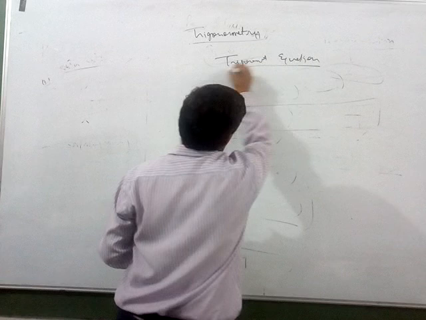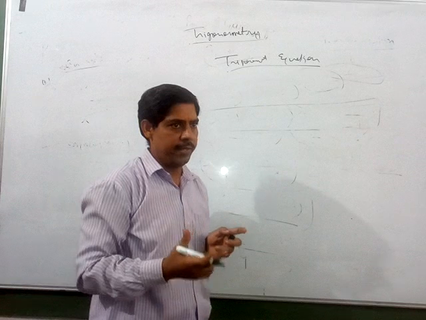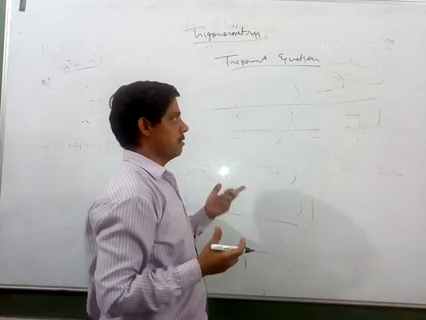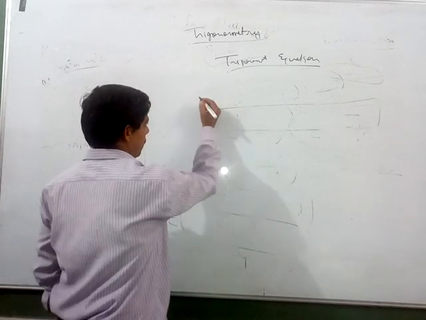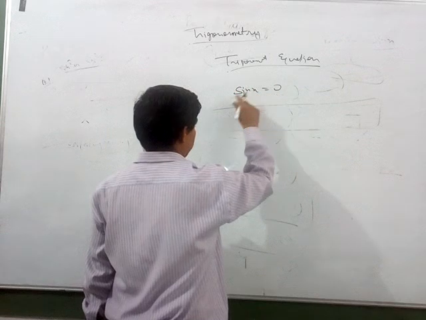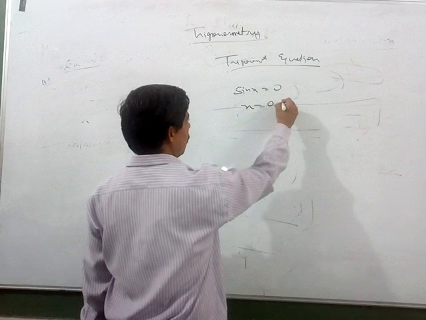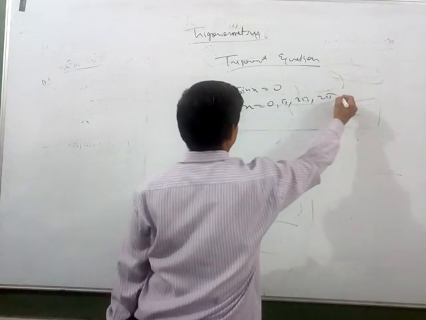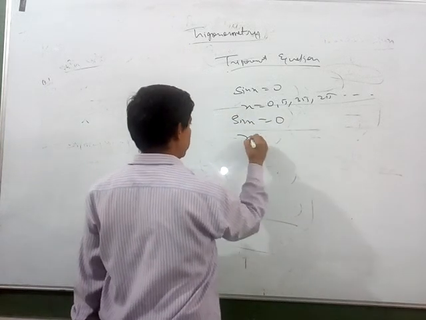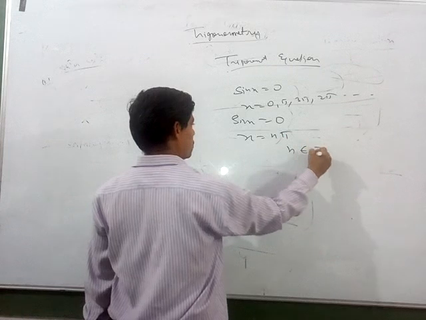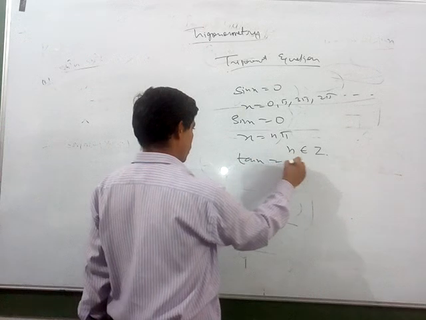When a particular quantity in trigonometry is satisfied for some values, it is known as an equation. If it is satisfied for all values, it is known as an identity. So suppose we write sin x is equal to 0. Now sin x is not 0 for all values, but it is 0 for 0, pi, 2 pi, 3 pi and so on. In fact, sin x is 0, we can write x is equal to n pi, where n belongs to Z.